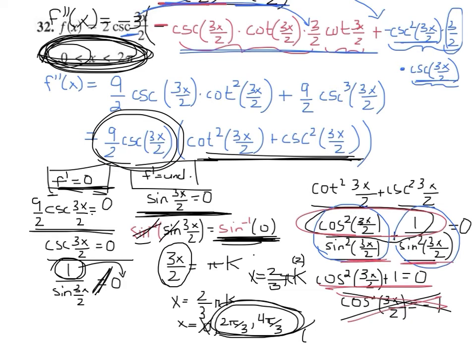The bottom equal to 0 is where it'd be undefined, but we already did that with sine 3x over 2 equal to 0. So our only solutions here are going to be 2 pi over 3 and 4 pi over 3. So I'm going to let you finish this. You would do your sign analysis at this point, and you would have to set up your intervals. I'll write that at least for you. You're going to go 0 to 2 pi over 3. You're going to go 2 pi over 3 to 4 pi over 3.